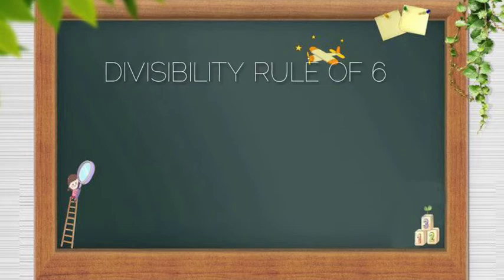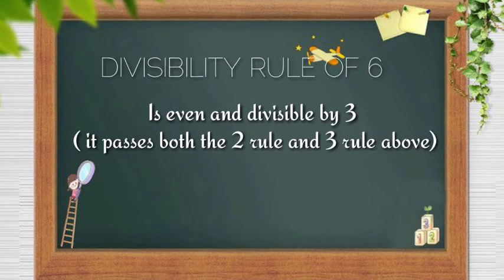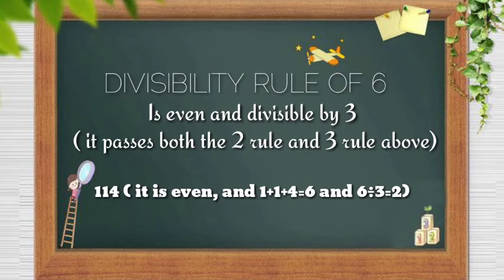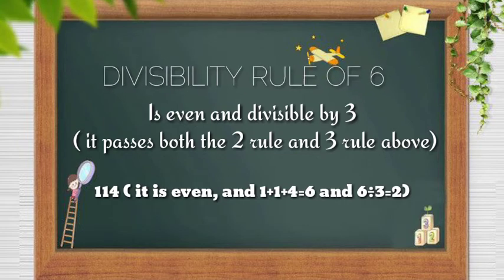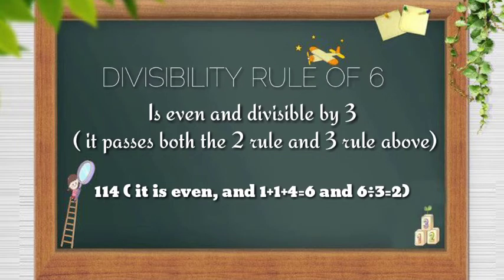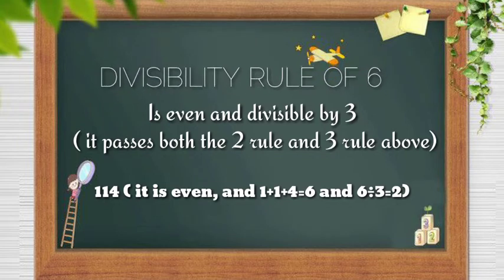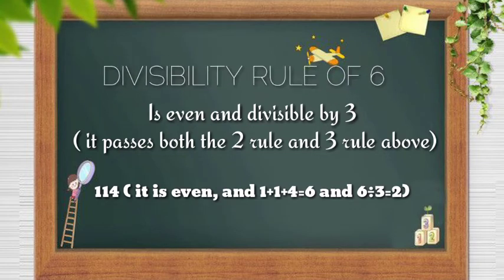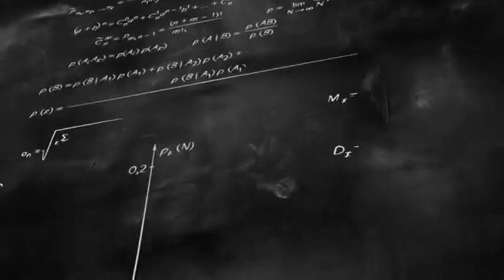Divisibility rule of 6: the number is even and divisible by 3. It passes both the 2 rule and the 3 rule above. For example, 114. It is an even number, and 1 plus 1 plus 4 is equal to 6, and 6 divided by 3 is equal to 2. So 114 is divisible by 6.